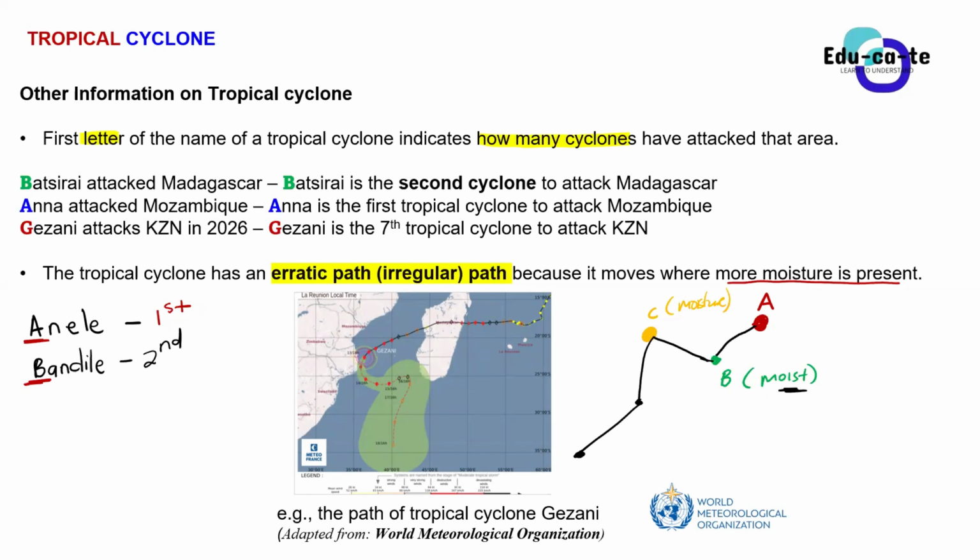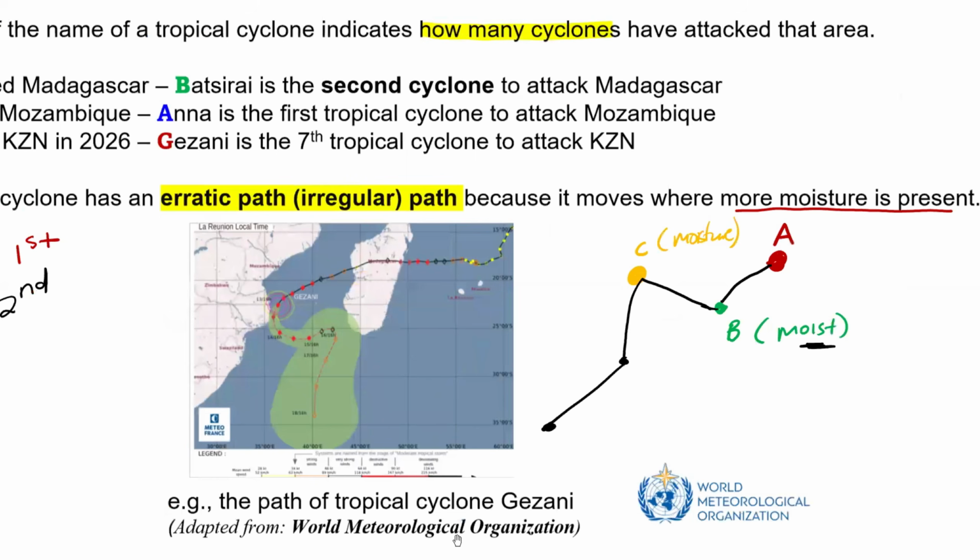I need to ask you, if the moisture at B was down a little bit, was the cyclone from A going to go down to B then up to C? Yes, it would do that. It can do that. It can actually move in reverse sometimes.